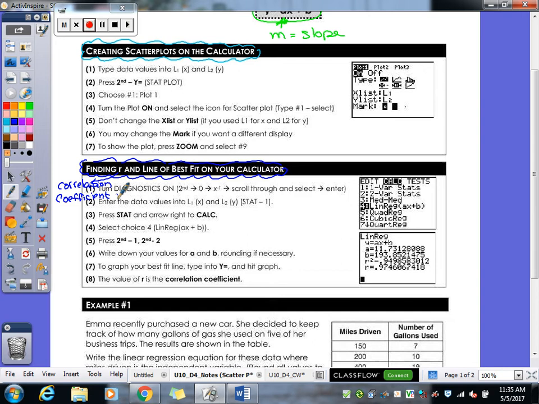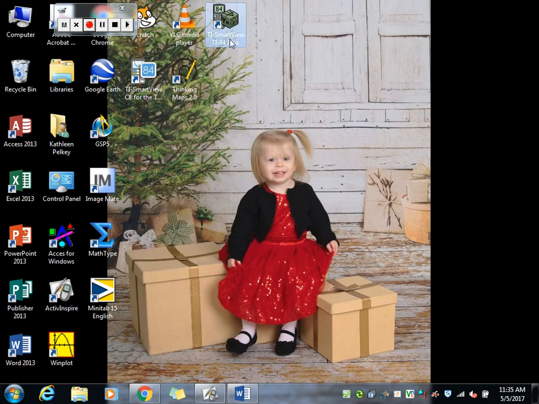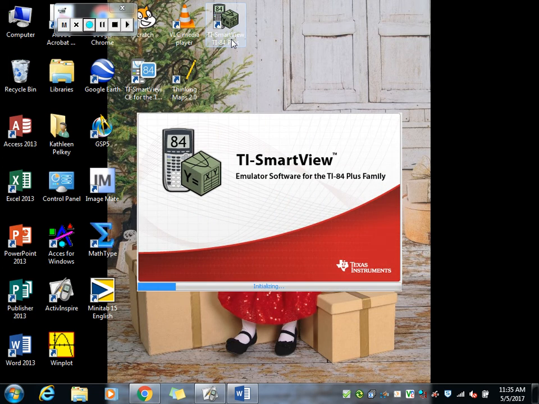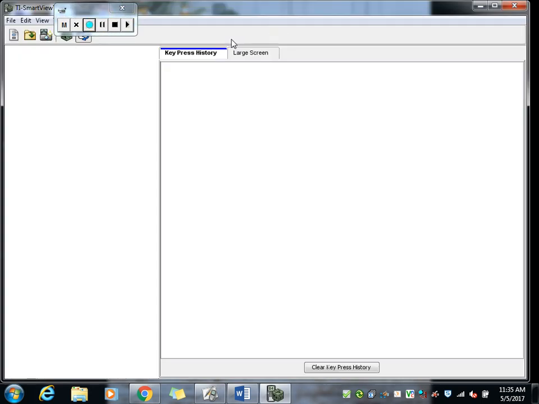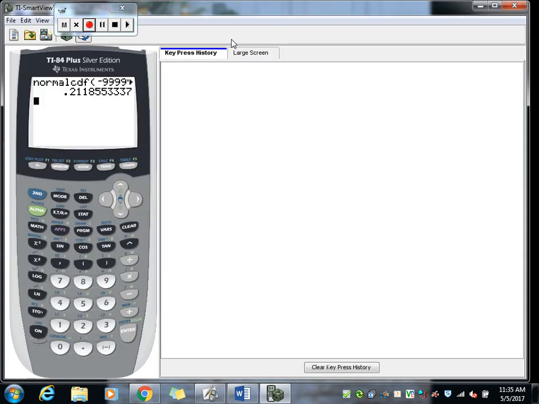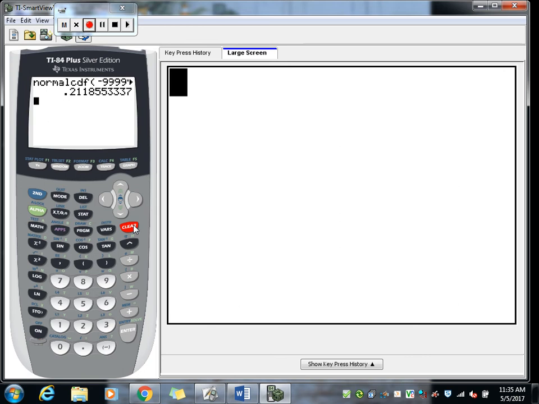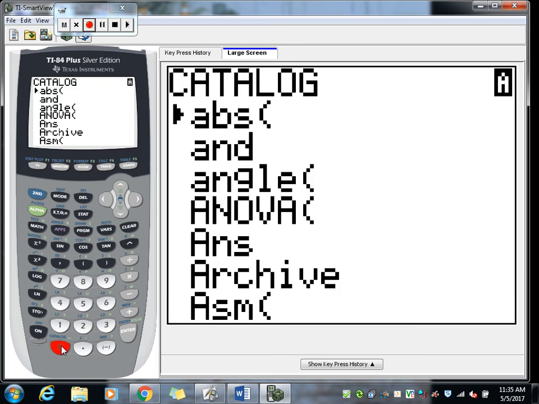So let's get out our calculator. First thing we need to do with our calculator is we need to make sure that our diagnostics are turned on. You're always going to need that. So the way we do that is you hit second and then the number 0. That brings you to your catalog.